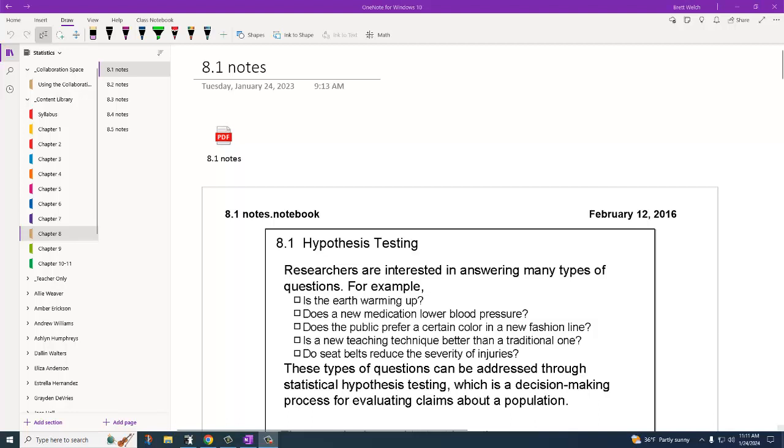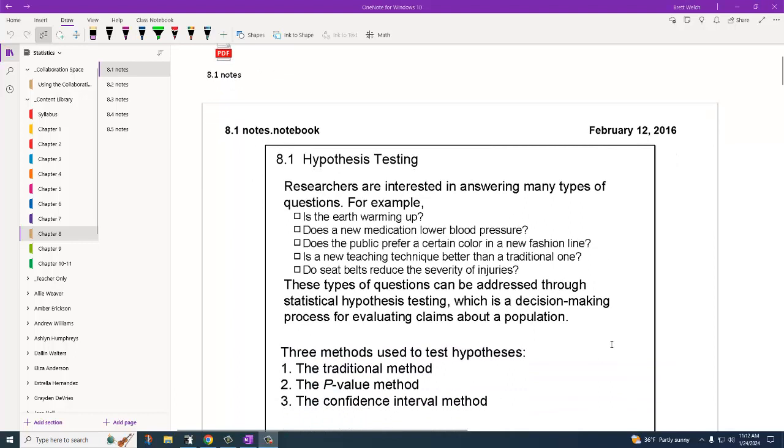Okay, so this is 8.1, and this is a very vocab-focused assignment. Really this is about us getting the basics down so that we can make more significant moves in 8.2 through 8.5. We're going to do what's called hypothesis testing, and we're going to start that process today.